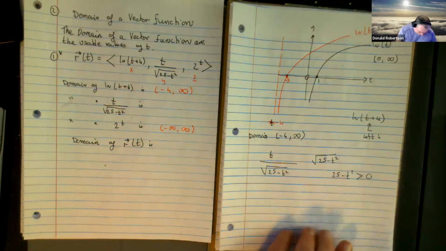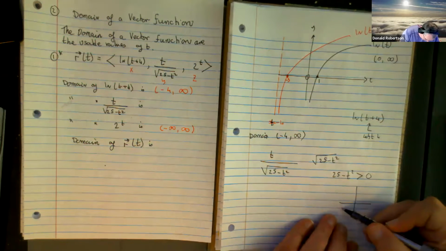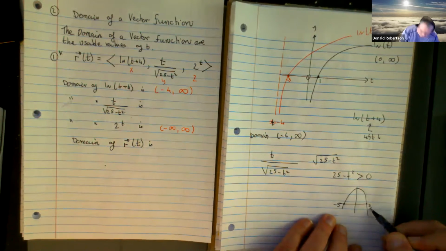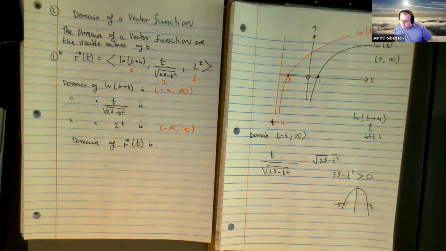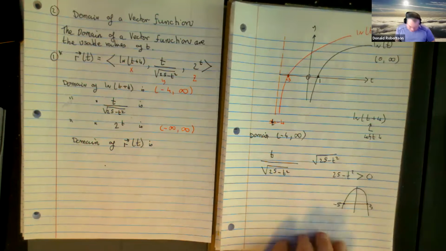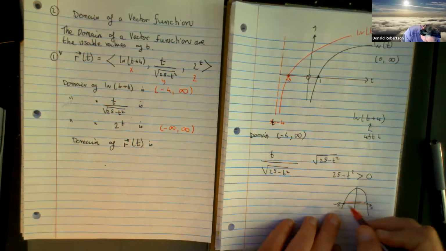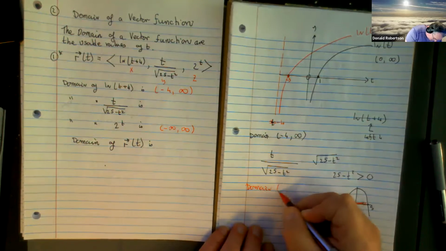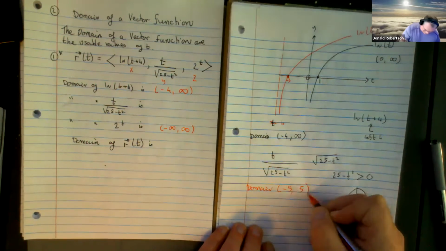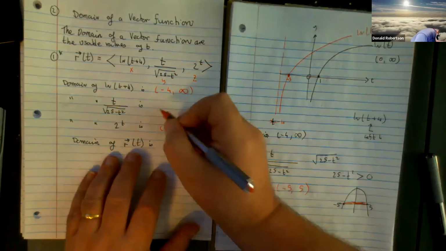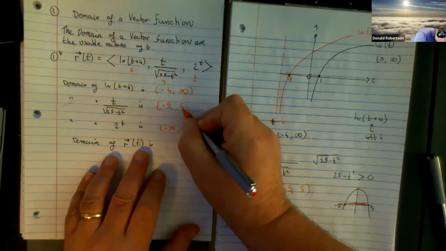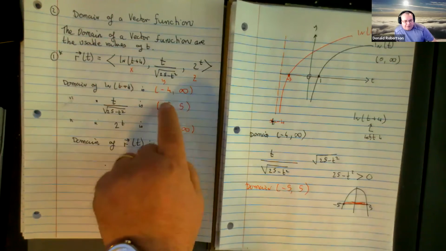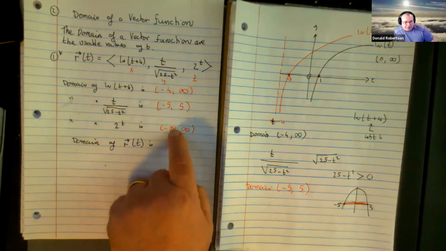Now, if you put this guy and you do a very quick sketch of him, can you trust me? That's what he looks like. And it's greater than 0 from here to here. So the domain is numbers from -5 to +5. So over here, we've got -5 to +5. So after a fair amount of work, we got the domain of this guy, the domain of the y component, and the domain of the z component.